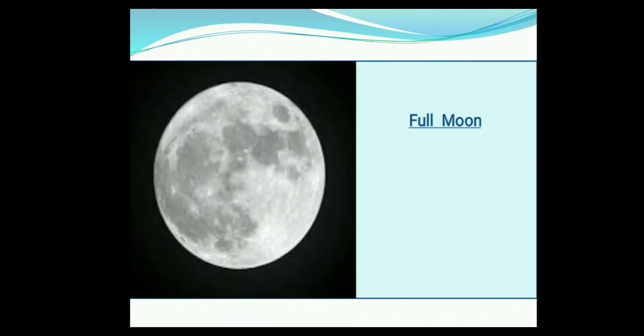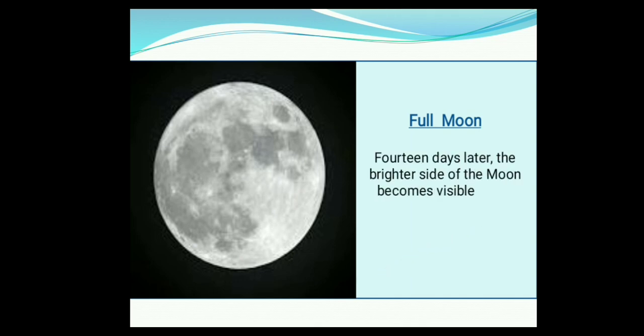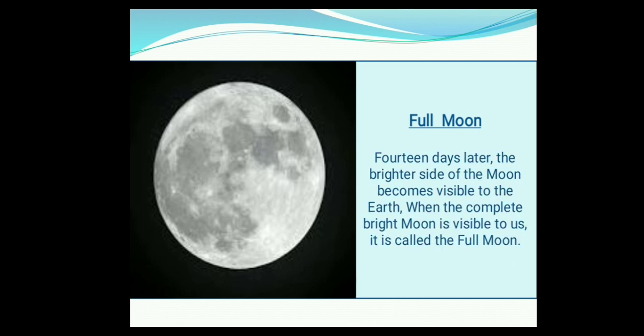Okay, you can see the full moon diagram here. Okay. 14 days later, the bright side of the moon becomes fully visible to the earth. When the complete bright moon is visible to us, it is called the full moon. So what we see here, a full moon is the brightest phase of the moon, and only during the full moon time can a lunar eclipse take place, because that is the time when the earth's shadow falls on the moon.